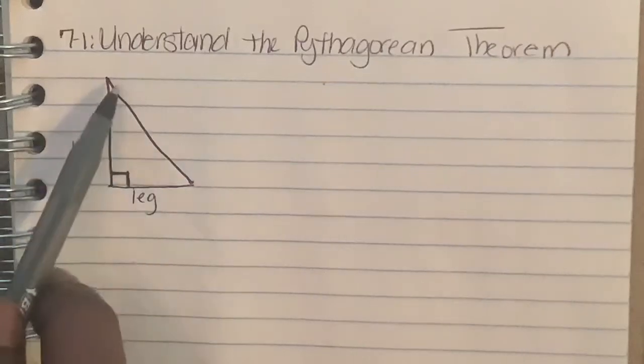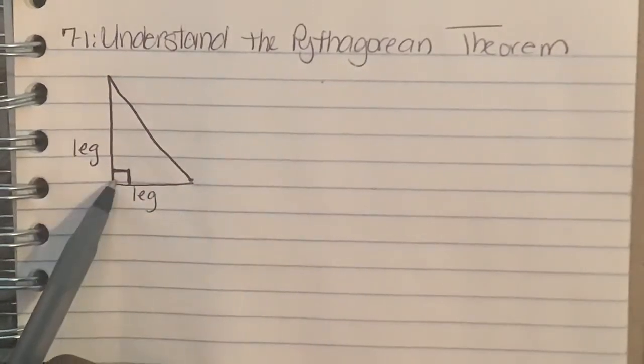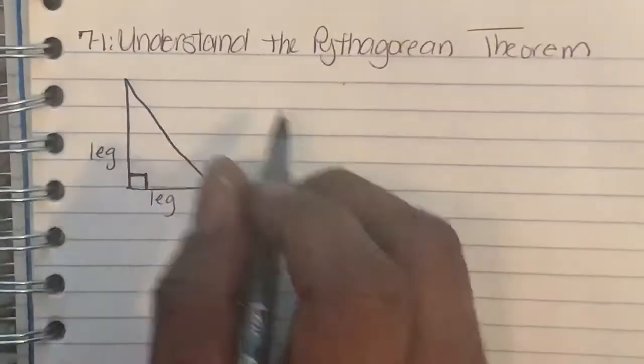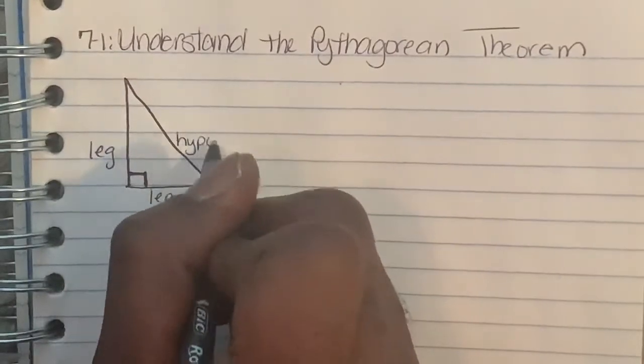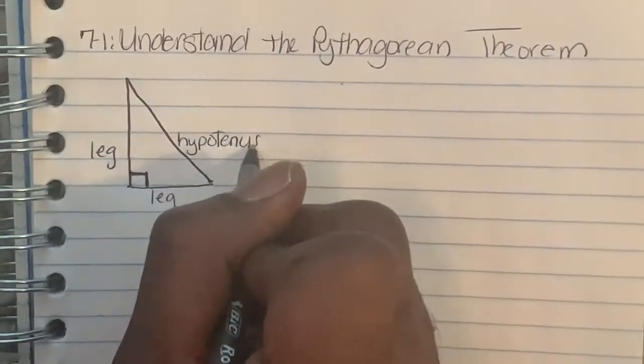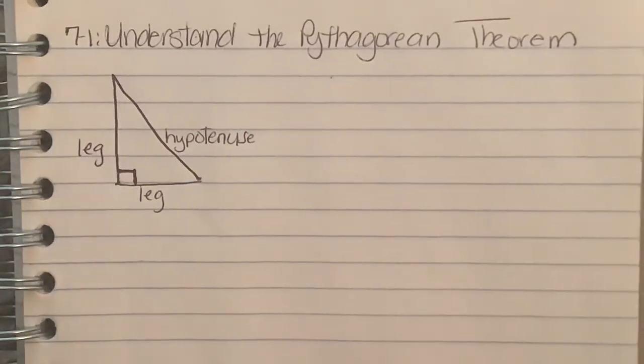And then, what about this side here? That's on the opposite side of our 90-degree right angle. We call this side our hypotenuse, and we spell that hypotenuse.